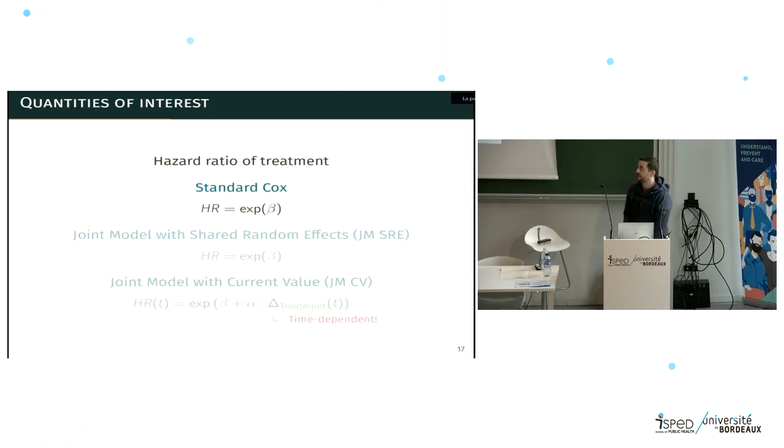Now, the quantities of interest. The final result of the clinical trial is the hazard ratio. That's what we do with the standard Cox model. Joint model with shared random effect, we do the same. A simple hazard ratio, except that this one is adjusted. So we compare big tumors with big tumors, small tumors with small tumors, after accounting for treatment effects.